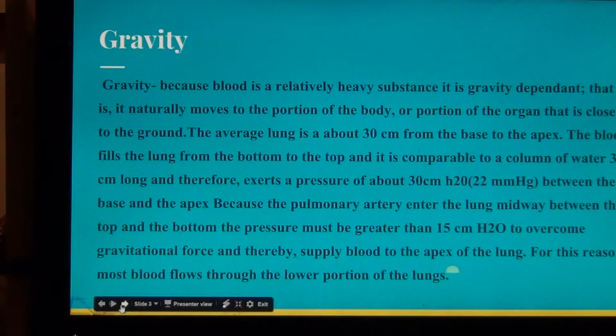Because the pulmonary artery enters the lungs midway between the top and the bottom, the pressure must be greater than 15 centimeters of water to overcome gravitational forces and thereby supply blood to the apex of the lung. For this reason, most blood flows through the lower portion of the lungs.